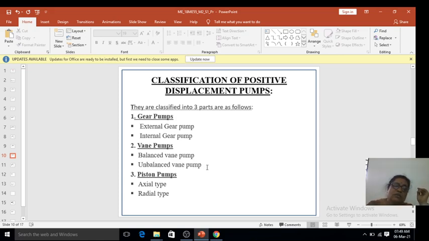The other one we can go for two inlets and two outlets where the pressure of the fluid gets balanced. When it comes to piston pumps, it is of two types, that is axial piston pump and radial piston pump. In the axial piston pump, the flow of the fluid is parallel to the axis of the cylinder, whereas in the radial pump, the flow of the fluid is perpendicular to the axis of the shaft.